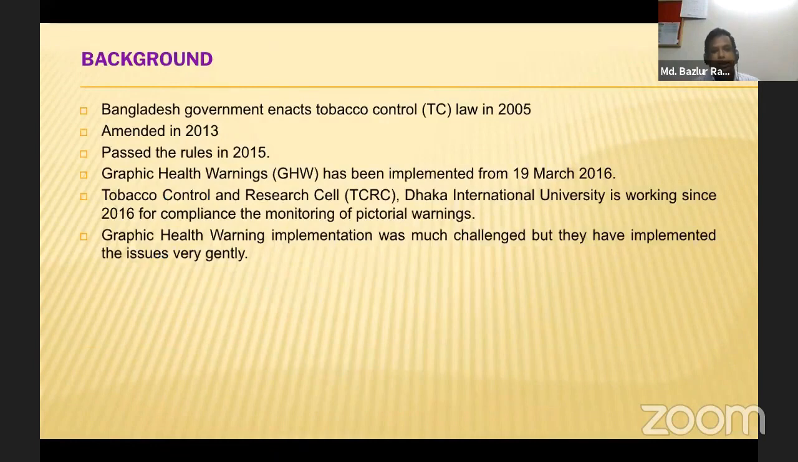So the Bangladesh government enacted the tobacco control law in 2005 and amended it in 2013, along with passing the rules in 2015. After passing the rules, graphic health warnings have been implemented from 19 March 2016. And we, the Tobacco Control and Research Cell of Dhaka International University, have been working since 2016 on compliance monitoring of pictorial warnings. It was very challenging, but we have handled the issues gently.